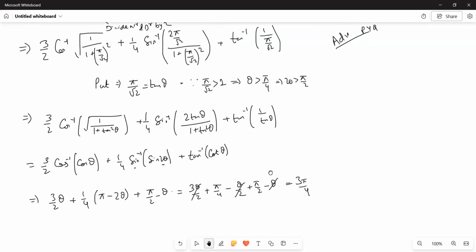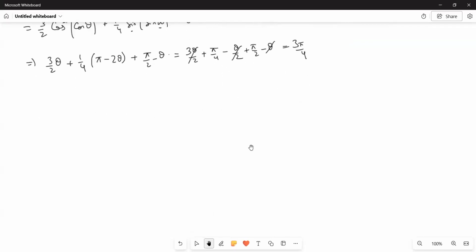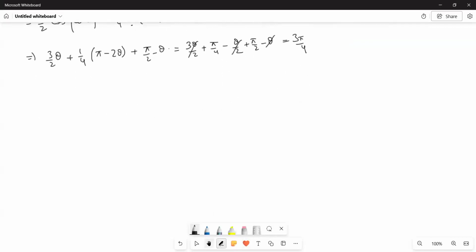Okay, moving on. Next question. If f of x is defined as sine inverse of 2x by 1 plus x square plus 2 tan inverse x, find the value of cos of f of 10.